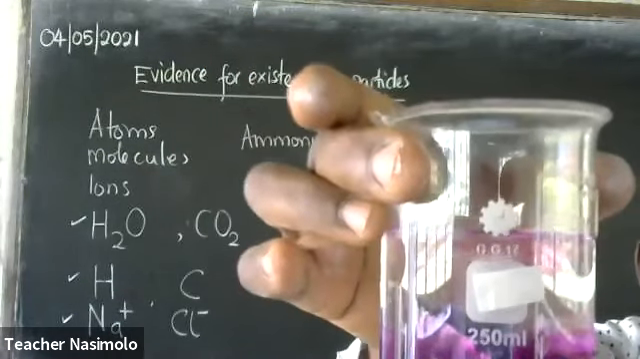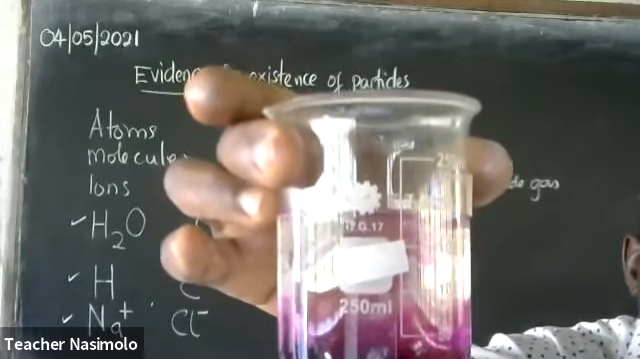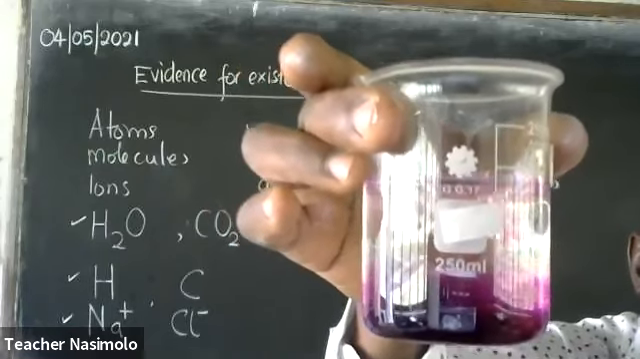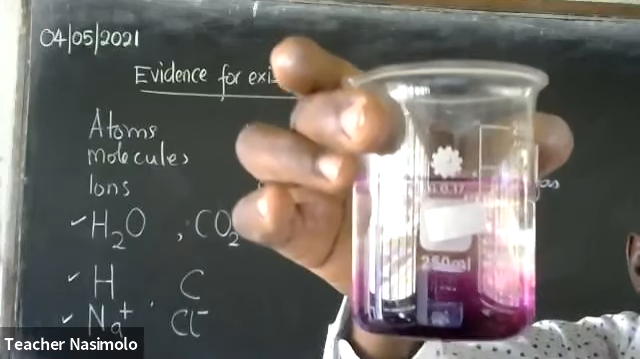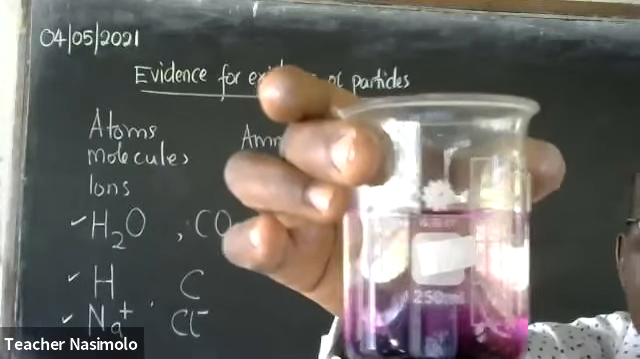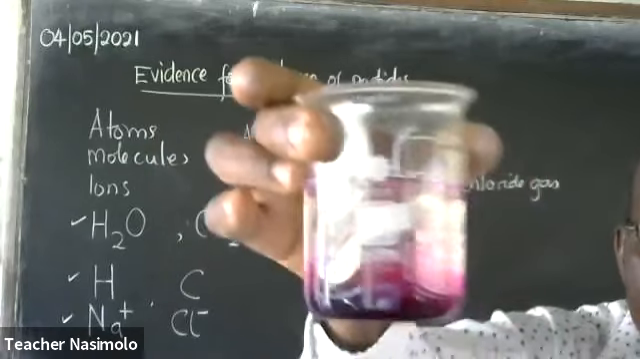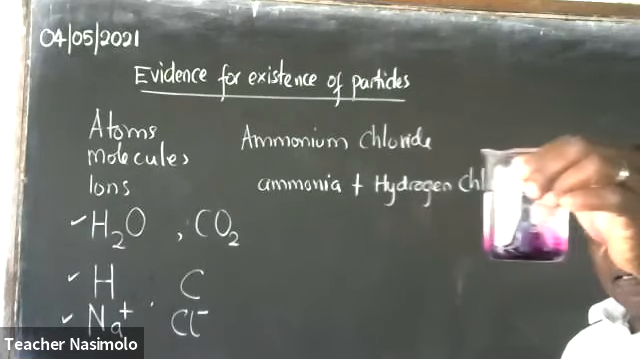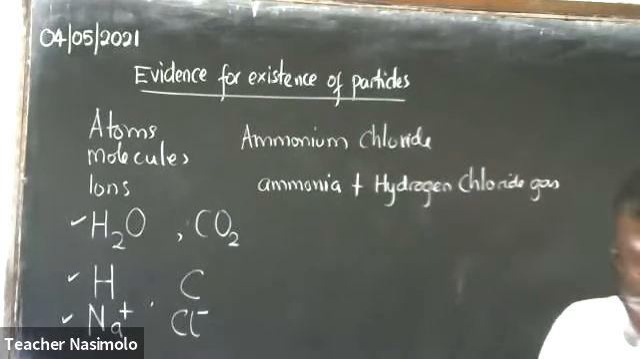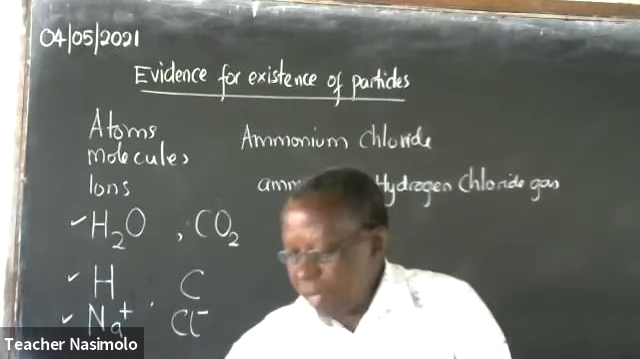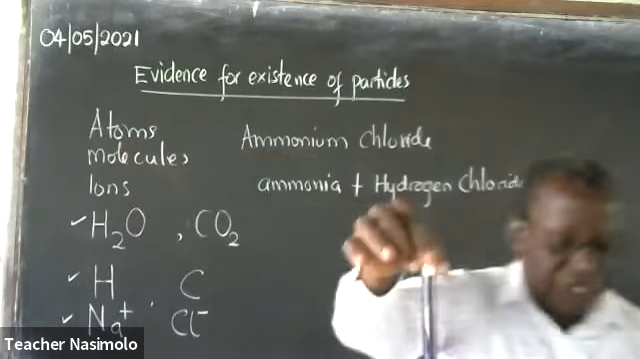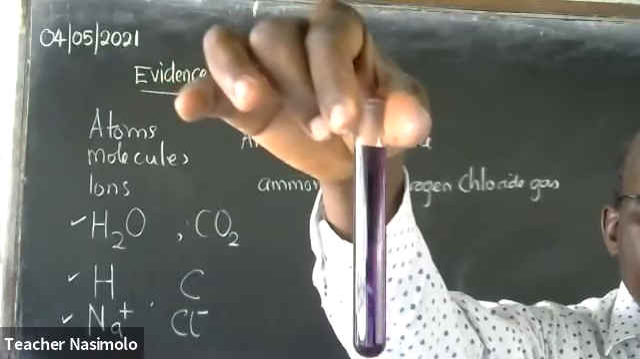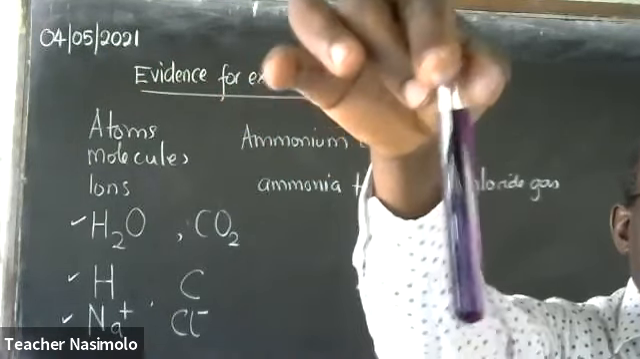The purple color is diffusing, is moving from the point where it is concentrated to regions where it is less concentrated or where it is not existing at all. Okay? But eventually, when we leave this beaker for some time, we shall check on it before the end of the lesson. We shall see that the whole beaker is going to appear the way this one appears in this test tube here. This was clean water, but when I put in some crystals of potassium permanganate, this is what we saw.